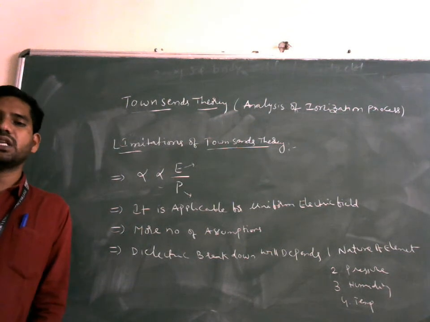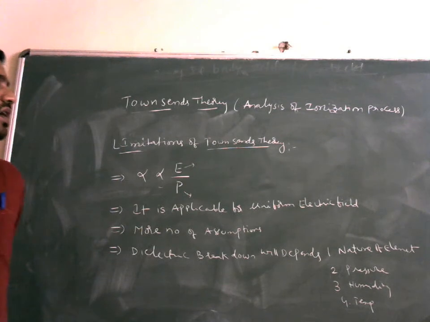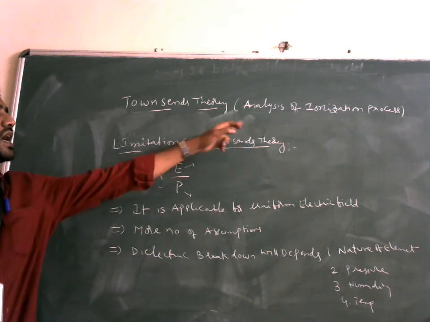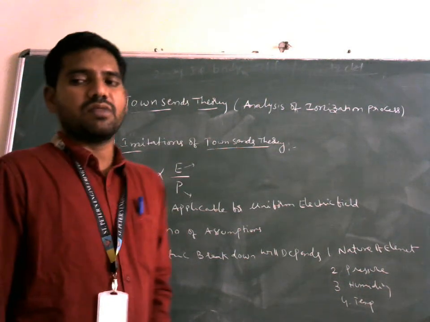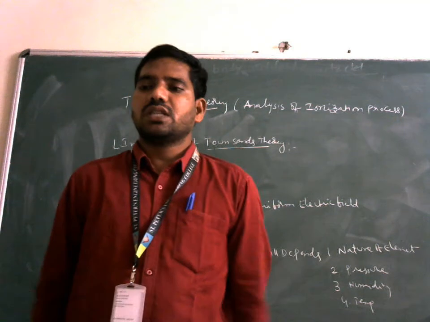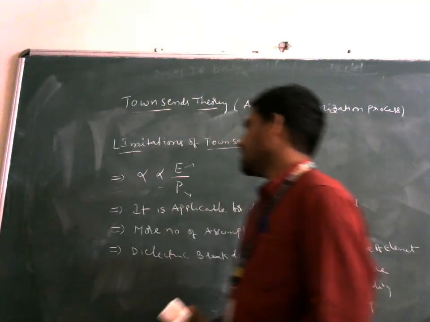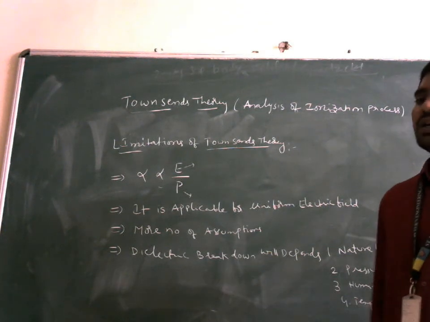First, we have to know what is meant by Townsend's theory. It is an analysis of the ionization process. How that ionization occurs, we learn using Townsend's theory or principle, and these are the different limitations of Townsend's theory.